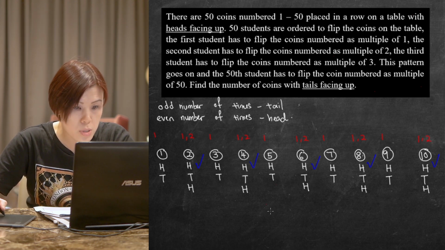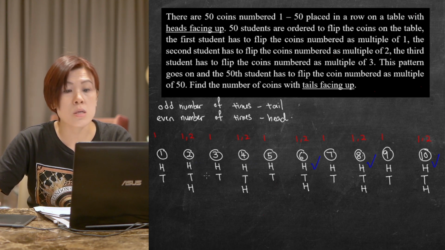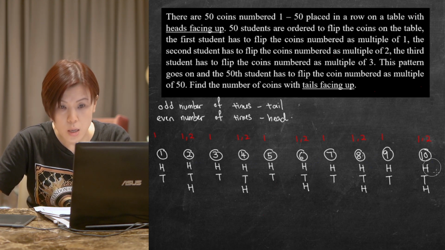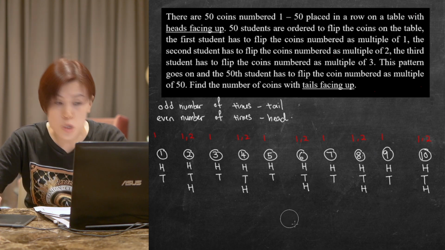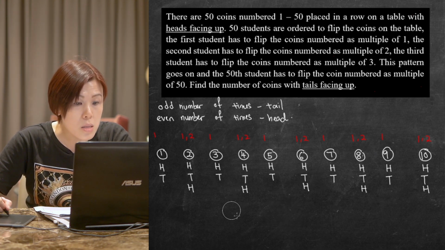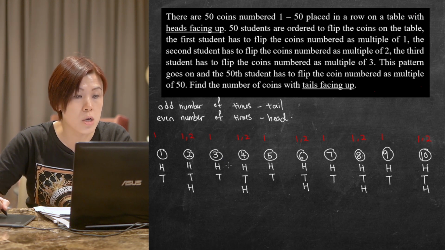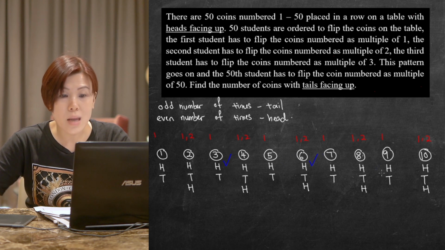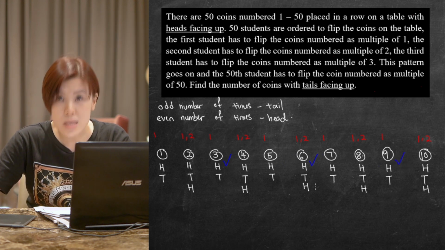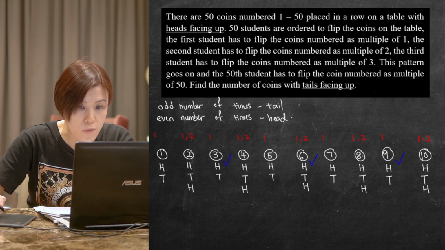Okay, so let's go on to the third student. Imagine the third student now comes to the table. That student will need to flip the coins with numbers that are multiples of 3. In that case, the student will need to flip coin number 3, 3 times 1, 3 times 2, 6, and 3 times 3, 9. So 3, 6, 9 are the coins that the student needs to flip.